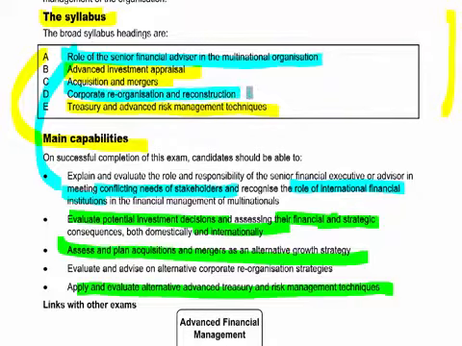The other area that you won't have looked at before in the financial management exam is the idea of corporate reorganization and reconstruction. And this is giving advice on whether a company should change its business structure, should it demerge, should it spin off a part of the business, should it go for a management buyout or a management buy-in, or should it restructure its financing and take on more debt or less debt. Very often the financing and the business restructuring go together.